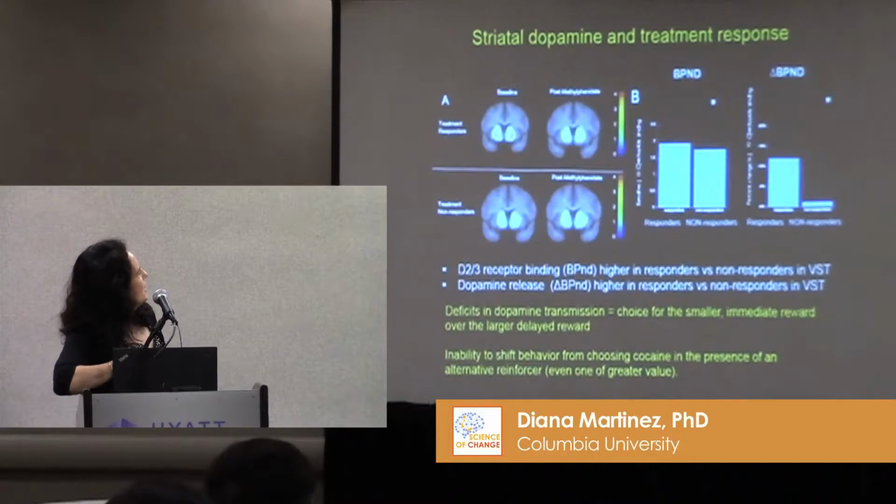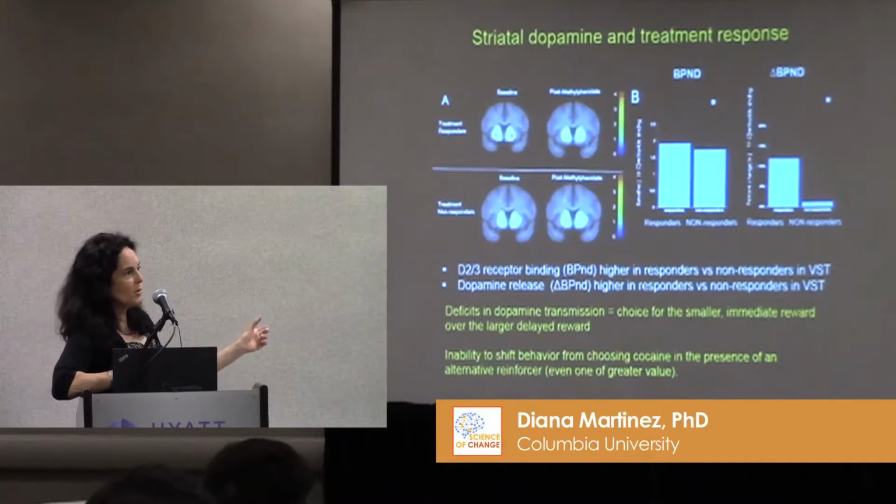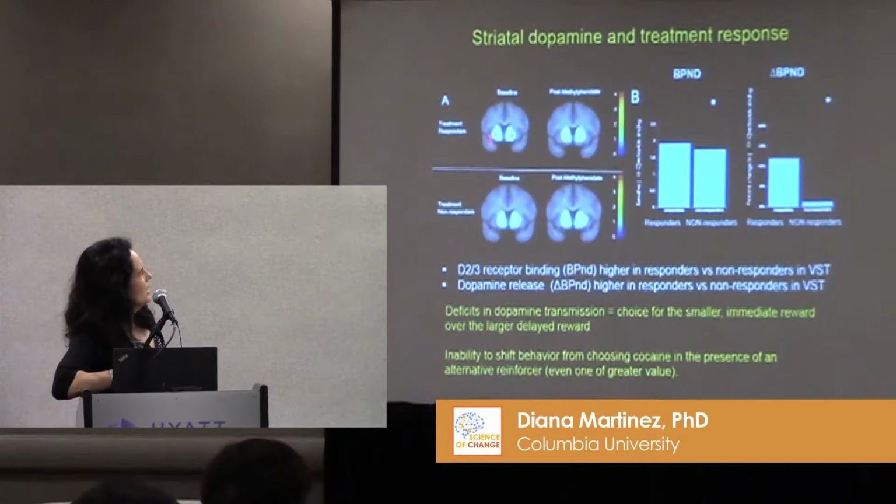And here's the results of that study. Over here we have the treatment responders and the treatment non-responders. So the treatment responders had higher D2 receptors compared to the treatment non-responders, and they had a greater response to methylphenidate. So looking at the bar graphs, this is looking at just the ventral striatum. This is the treatment responders and the non-responders. There's a decrease in D2 receptors, similar to the decrease in D2 receptors that we reported previously between controls and drug-addicted individuals. It's a small change, but it is significant.